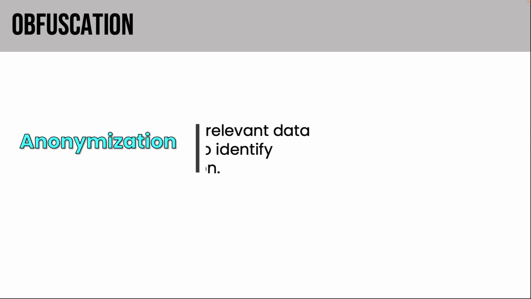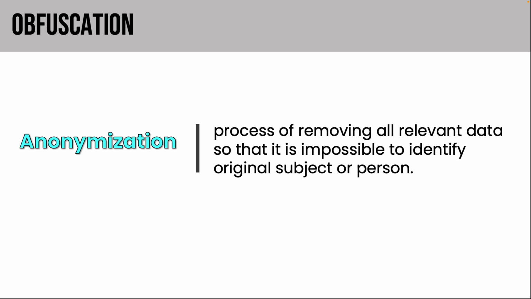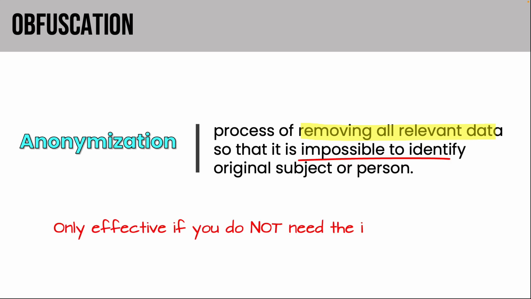And then there are obfuscation techniques. So anonymization, for example, is the process of removing all relevant data so it's impossible to identify the original subject or person. Only effective if you do not need the identity data. Once you've anonymized that data, you're not going to be able to reverse it back to identify the original subject.